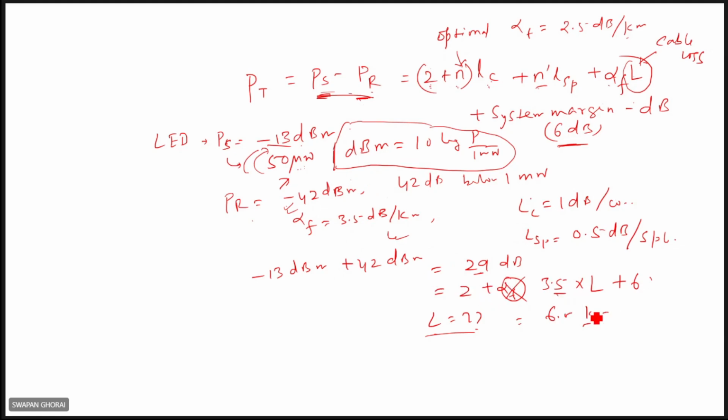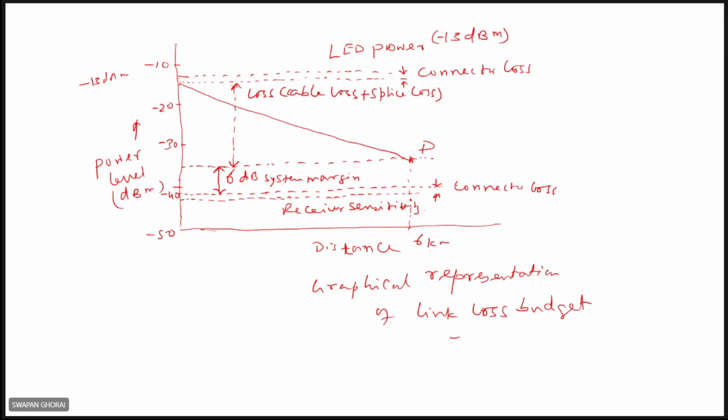So that is 29 dB, and that will be equal to this one. If you know the connector loss and the splice loss, say 0.5 or 1 dB each, depending on the number of splices and connectors, you can find out, plus 6, and from there you can find out L. So that is the thing at the end. Also, graphically you can determine this distance. Just now you have seen this in the graph: that is the power level and that is the distance. Now, if the source emits minus 13 dBm, it is here.